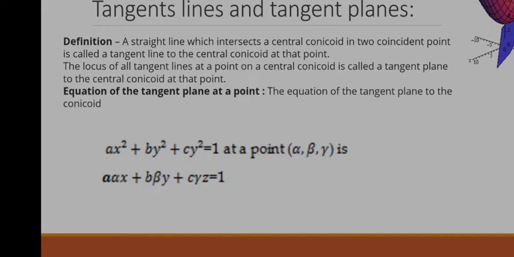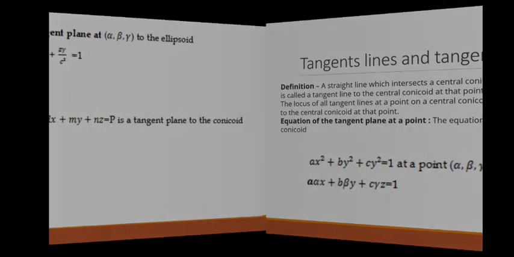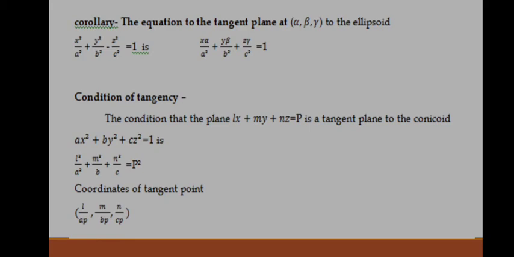But at a point alpha, beta, gamma, suppose that x square is there, so we can write x into x in the place of x square. So here, find the equation of tangent plane at a point: a alpha x plus b beta y plus c gamma z is equal to 1.